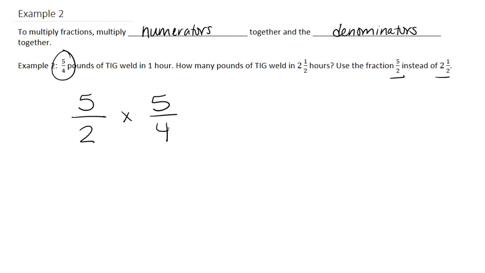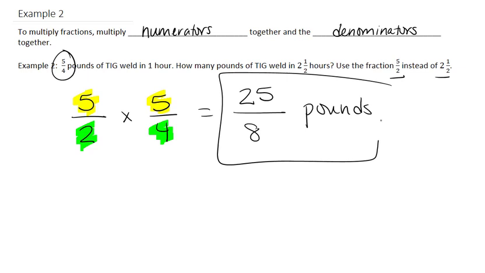When we multiply, we just multiply what's on the top together, and then we multiply what's on the bottom together. 5 times 5 is equal to 25. 2 times 4 is equal to 8. And so we would say, how many pounds of TIG weld in 2.5 hours? Well, we would say 25 over 8 pounds, because all we had to do was multiply those two fractions together, 5/4 and then 5 over 2. Now let's do another example.